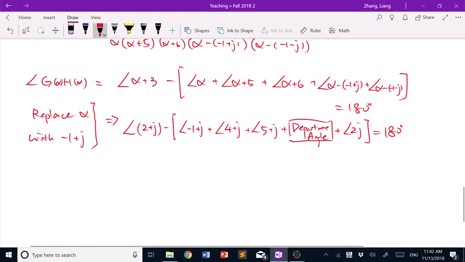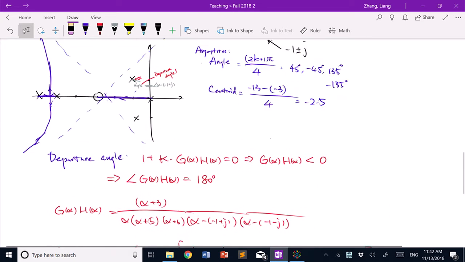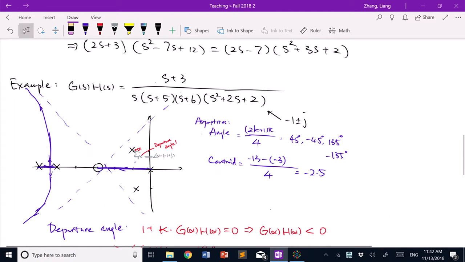Okay, class, let's continue our discussion on the locus. This is the example we started on Tuesday: the fifth order system, with a zero at -3 and 5 poles: at the origin 0, -5, -6, and a pair of complex conjugates at -1 plus or minus j. And we have already sketched part of this locus.